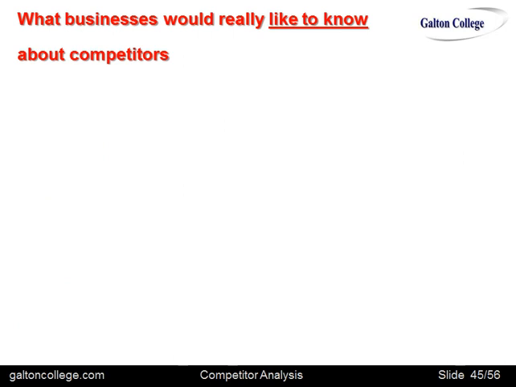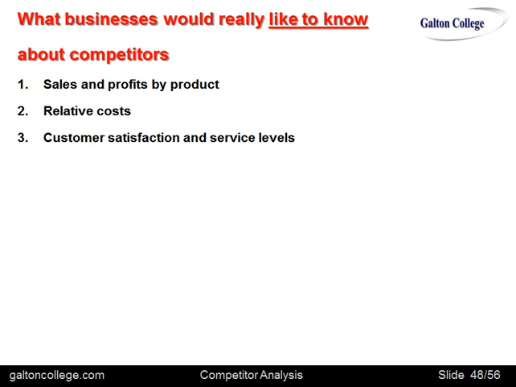What the business would really like to know about the competitors, well, this is the wish list to see what they would really like. Well, what they would really like is sales and profits by product, but that may not be forthcoming. In fact, none of these will be easy, or perhaps not achievable at all. The company may not be able to pick up this information. Relative cost, the costs of producing one product versus another, and that may not be possible either.